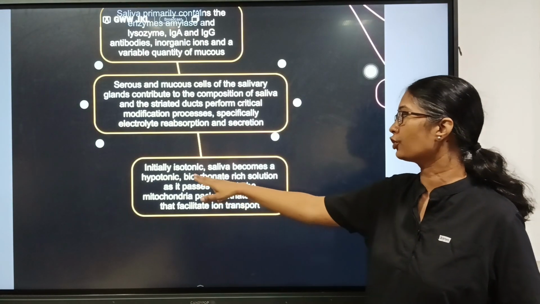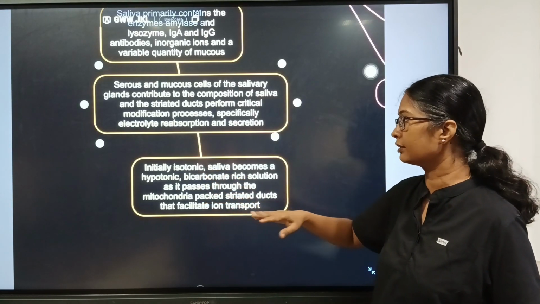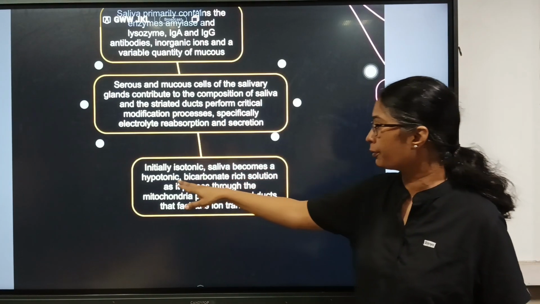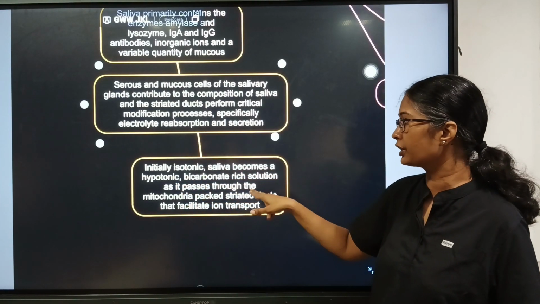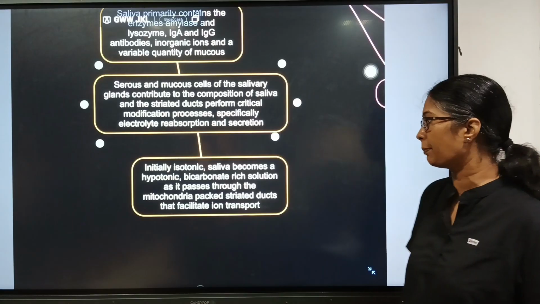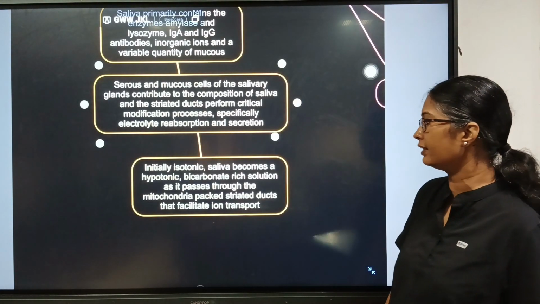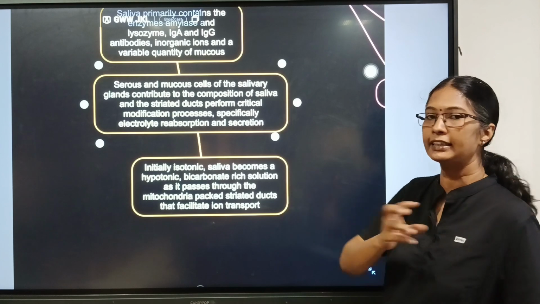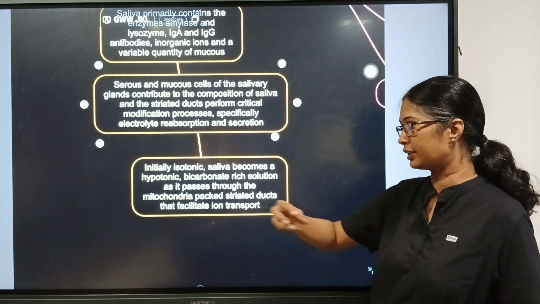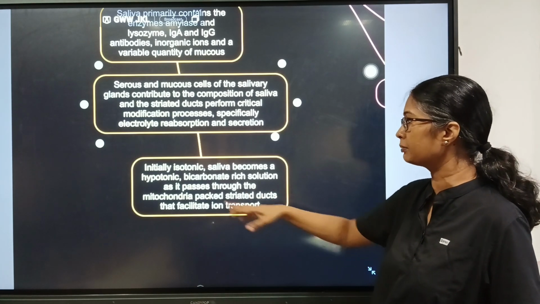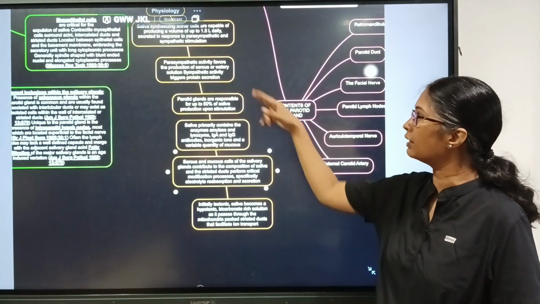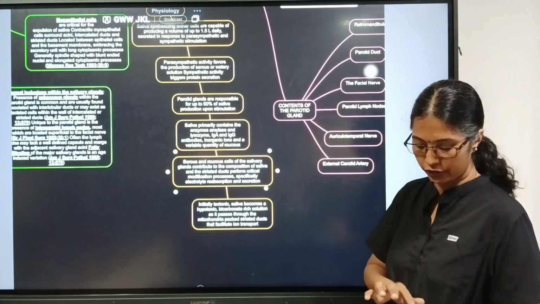Initially the saliva is isotonic, meaning the positive and negative ions are balanced. The saliva becomes hypotonic, bicarbonate-rich, as it passes through the mitochondria-packed striated ducts that facilitate ion transport. So the tonicity of the saliva changes as it passes through the duct, because of these ductal cells. We will see all these acinar cells and ductal cells in the histology part.